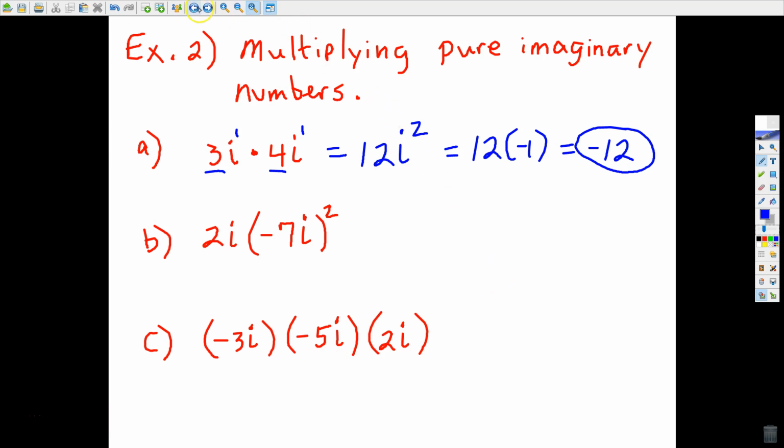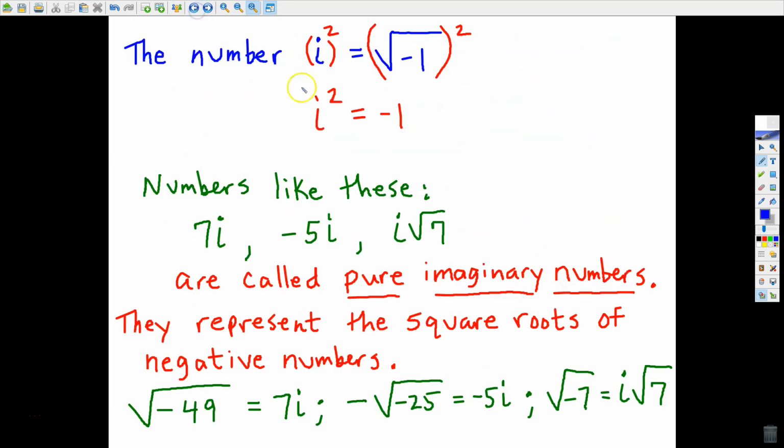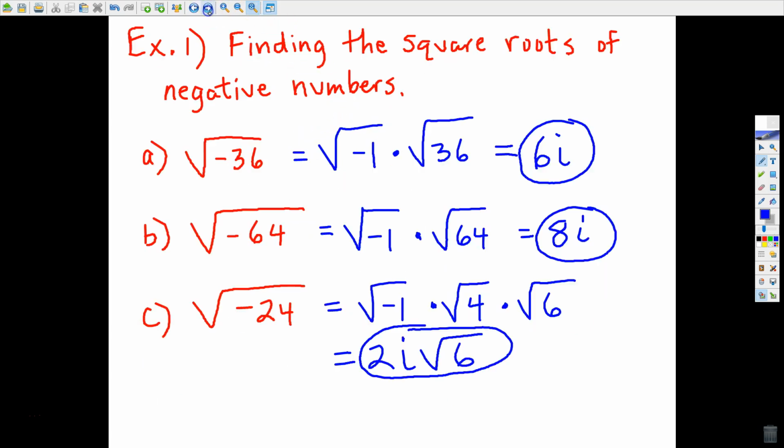No, i squared is just -1. Oh, okay. Got it? Yeah. Okay, good.